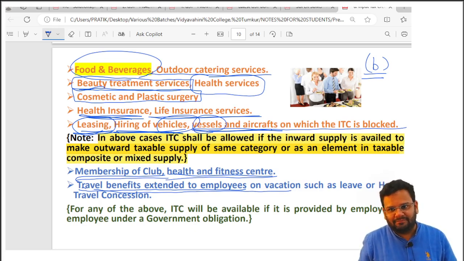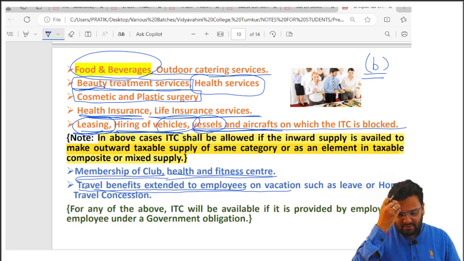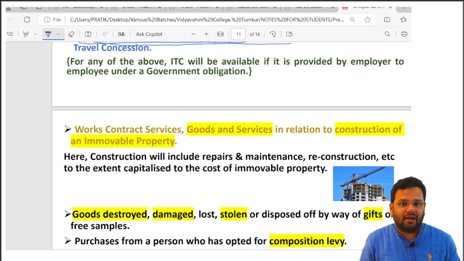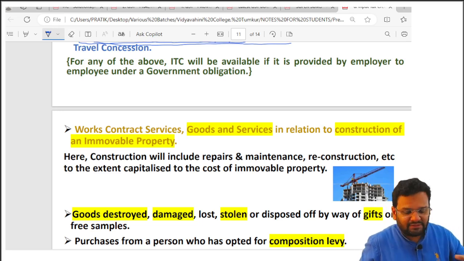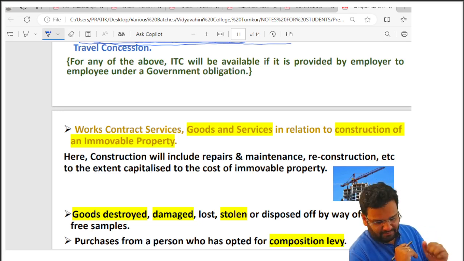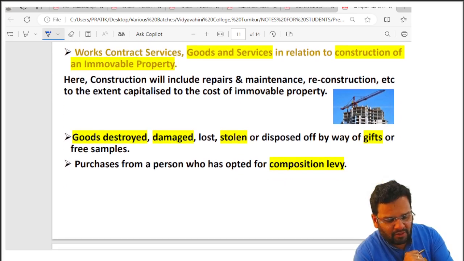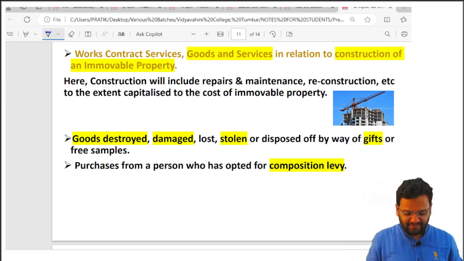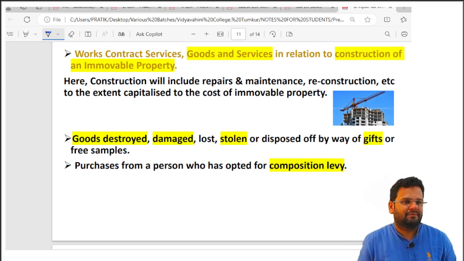What will happen? Give a hyphen, write down: ITC shall be allowed as such food and beverages is provided by employer to employee under government obligation. Got it?